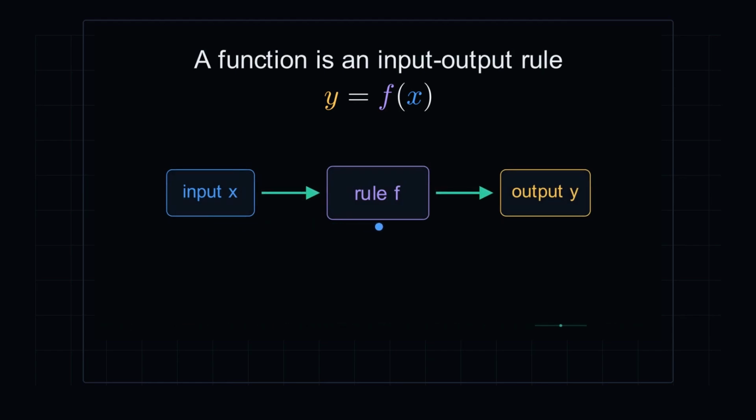A function is an input-output rule. An input goes in, the rule acts, and an output comes out. If the same input goes through the same rule again, the output should be the same.